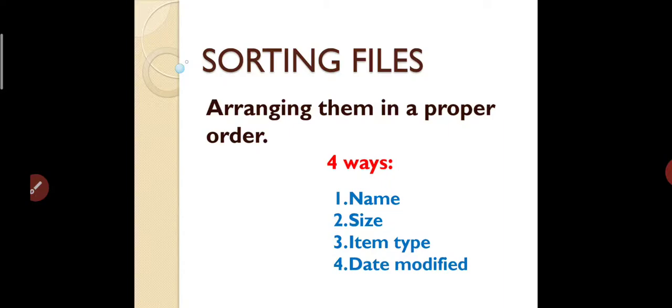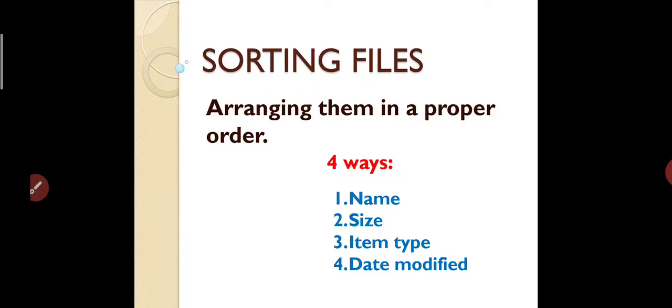And the third one is item type. Files are grouped based on their types, according to their type. And the last option is date modified. All the files get arranged according to the date they were last modified, in that order according to the date.